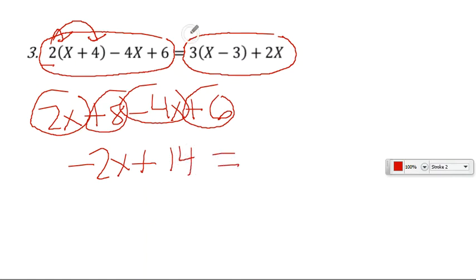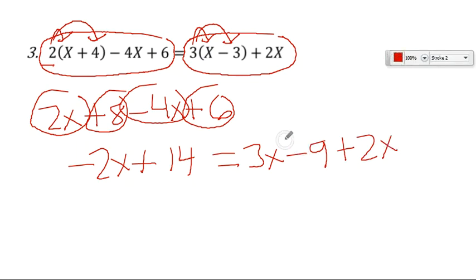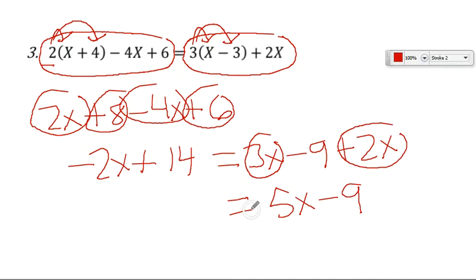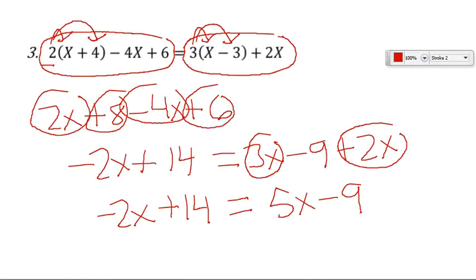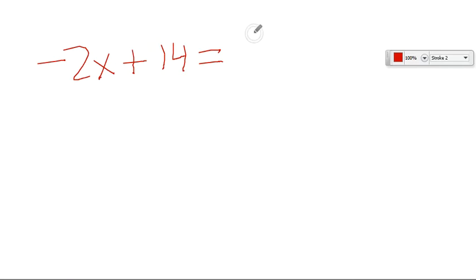Now let's go ahead and simplify the right side of our equation. 3 times x is 3x. 3 times negative 3 is negative 9. And then we have positive 2x. We're not done simplifying the right side yet because 3x and positive 2x can combine to make 5x. So on the right side we have 5x minus 9. On the left side we have negative 2x plus 14. And we need a little bit more space here. So negative 2x plus 14 equals 5x minus 9.